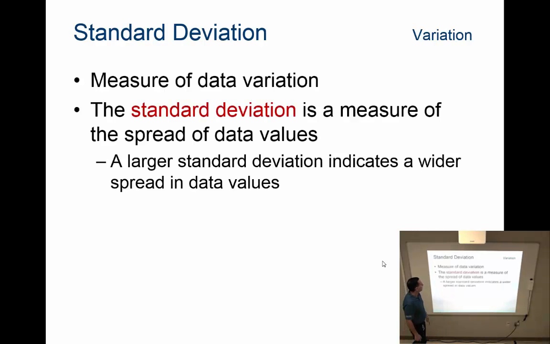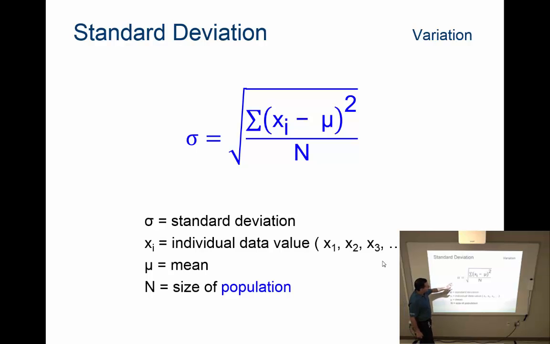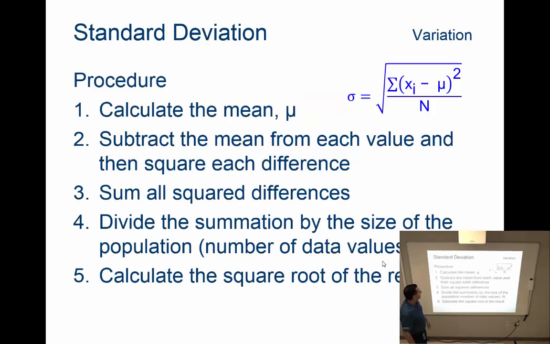All right, let's get into standard deviation. This one, maybe not something that you've done before, so we'll spend a little bit of time on that. The standard deviation is the measure of the spread of data values. And a larger standard deviation indicates a wider spread in our data values. This is the formula that we will use to calculate standard deviation. This is the symbol for standard deviation. X is going to be our individual data values within our data set. We have the mean as part of the calculation, and then n, the size of the population, which in this case is going to be the size of our data set.